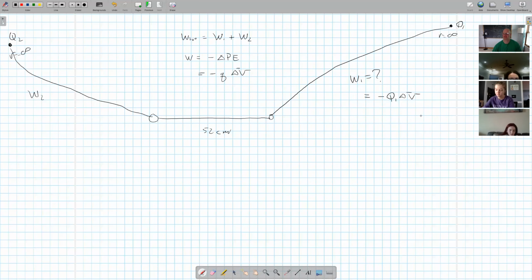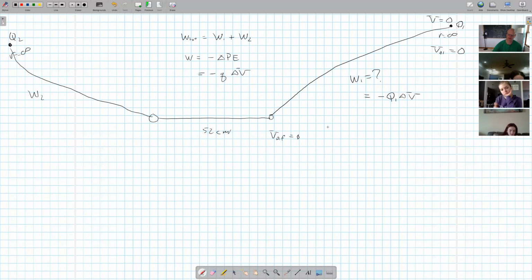Now, initially what we know is that Q1 is way out here at spatial infinity, and the potential at spatial infinity is simply equal to 0. So the initial potential energy is 0. This is my initial potential energy for charge 1. Now I'm going to bring it in here where there are no other charges, which means its final potential energy is also equal to 0, since there's nothing there to create a potential.